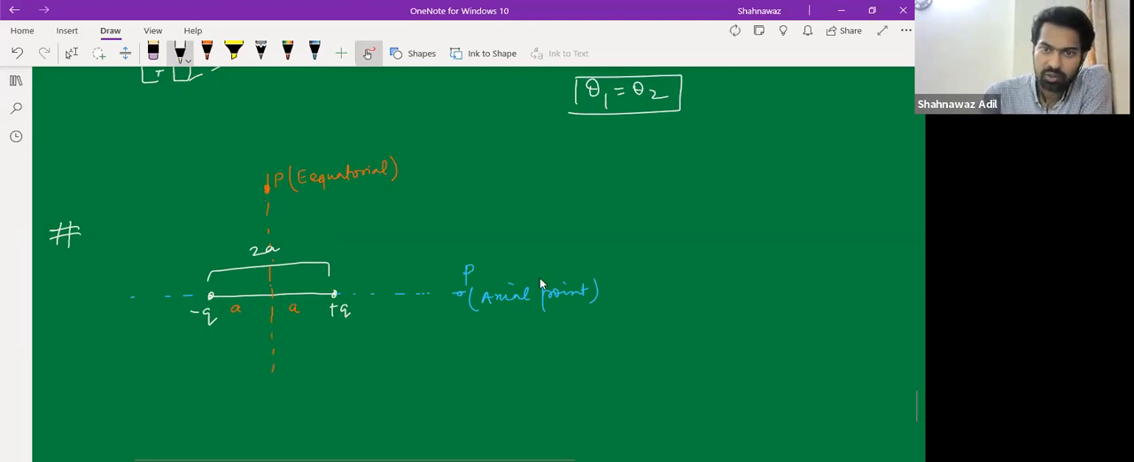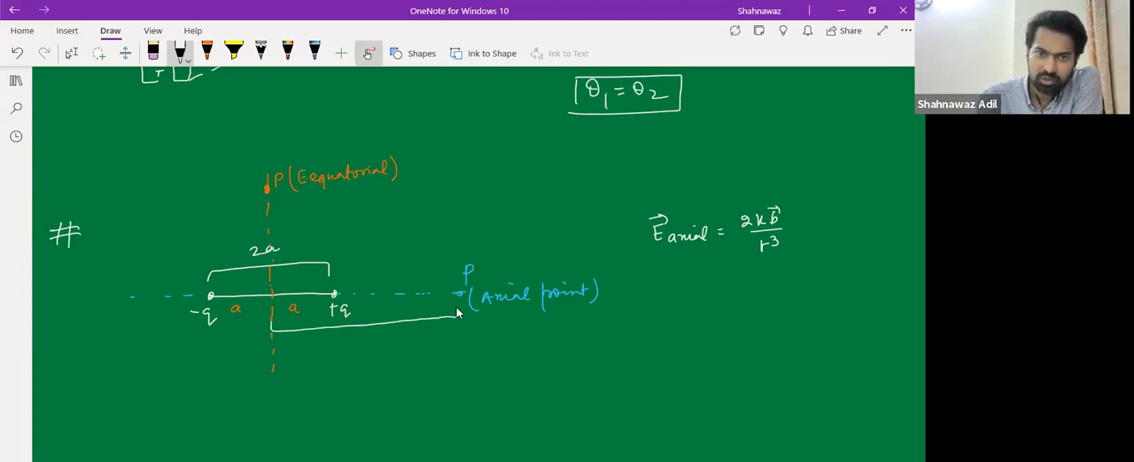So what is E axial? Do you remember? 2kp by x square plus a square, x square plus y square. We are asking at a general point. Yeah, for the ideal dipole, R is very much greater than this, so you can neglect this A. So this would be simply R.